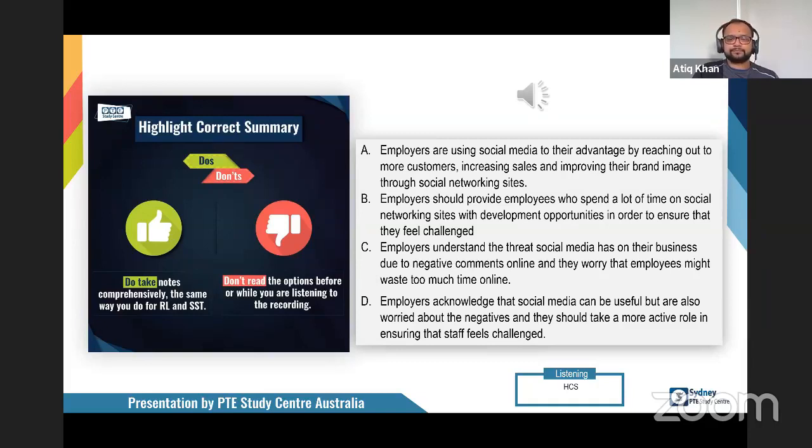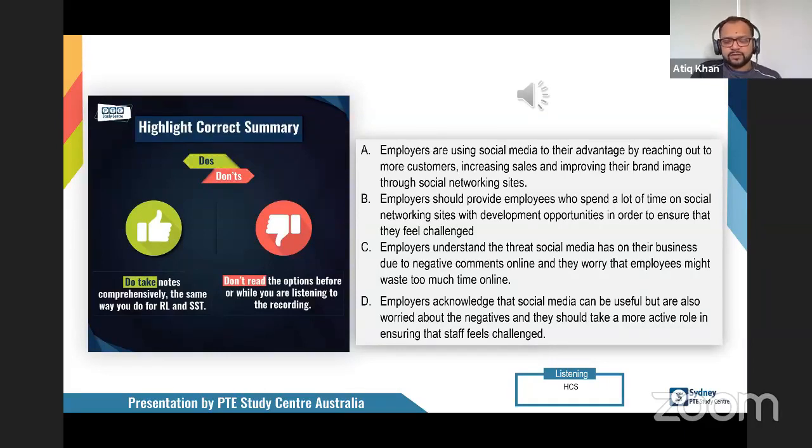But this problem provides employers with an opportunity. Employees who spend a lot of time on social networking sites do it because they're bored. They don't feel challenged and want to fill their time. This suggests that employers should take a more active role in providing development opportunities for their staff and setting new goals. This way, they can benefit from the advantages of social media without experiencing the difficulties.